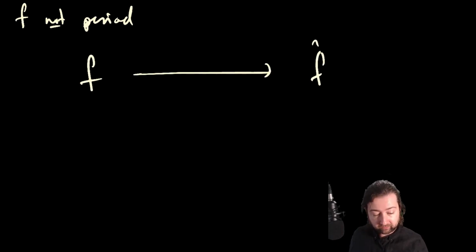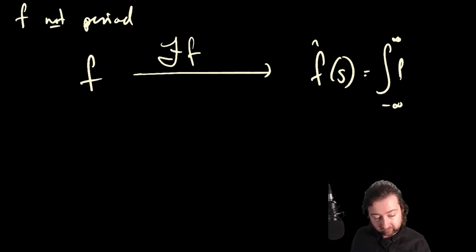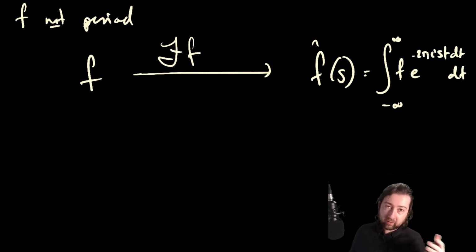If I have an f which is not periodic and I start with f, it's easy to write down f hat of s using what we just did. I apply the Fourier transform to f, and what I end up with is its spectrum: the integral from minus infinity to infinity of f e to the minus 2 pi i s t dt. How do I go backwards? The point of the spectrum is that once I've pulled something apart into frequencies, maybe I can adjust those frequencies and then put it back together again. How do I do synthesis in this case?